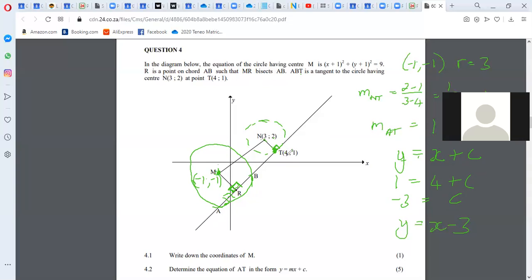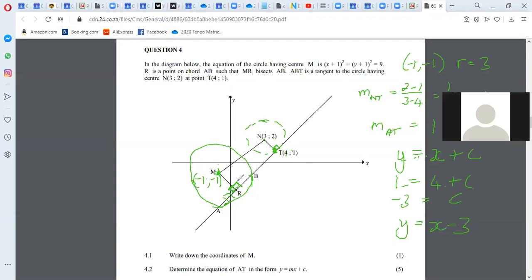So 2 minus 1 over 3 minus 4. So 1 over minus 1, which is minus 1. So the gradient of this line is minus 1. The perpendicular is the opposite to that. Remember, perpendicular lines have opposite gradients. So if this is a minus, that's a plus. And this is 1 over 1, so this is the other way around, which is still 1. So that means you have the gradient of the line and a point. y equals 1x plus c, and then you sub in the point and you find c. Okay, so you have the equation of this line.